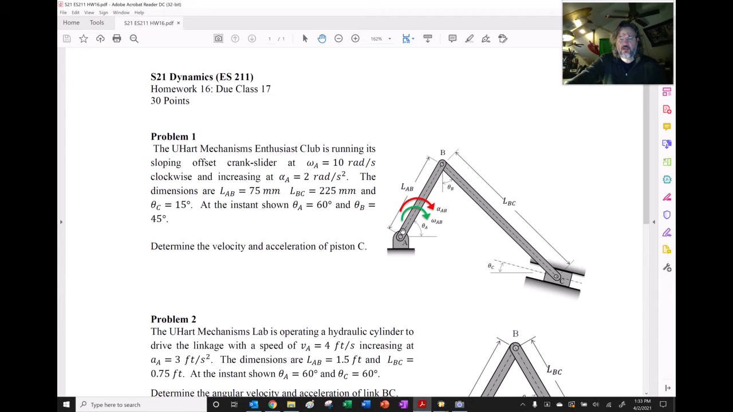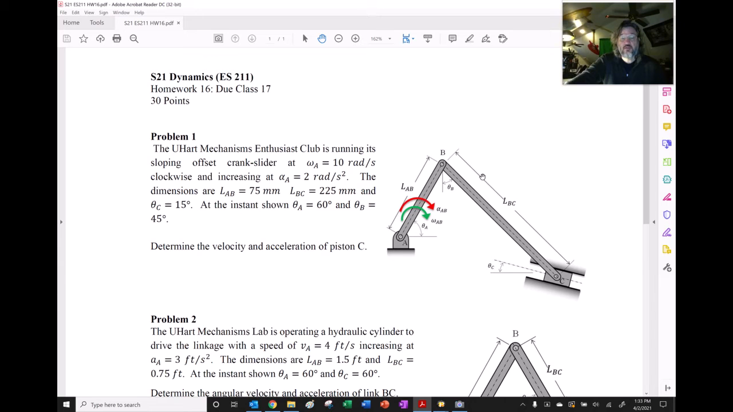We have this crank slider. So it's cranking here and it's sliding there, thus a crank slider, and has an angular velocity of 10 radians per second. That should have been omega AB, or that should have been omega A, one of those should match. And an angular acceleration of 2 radians per second squared, and they're both going clockwise here.